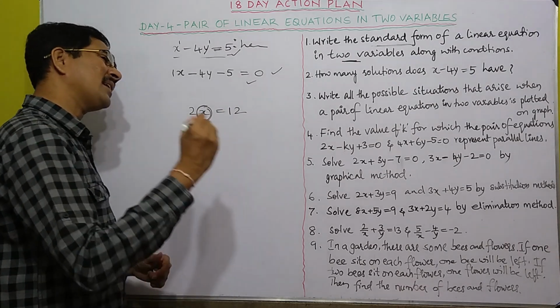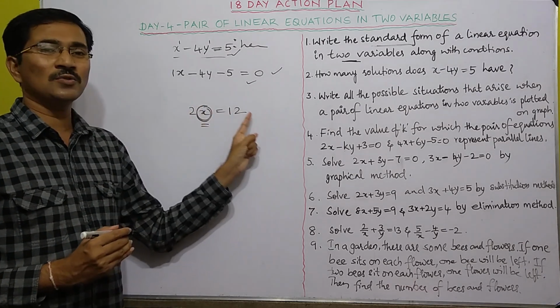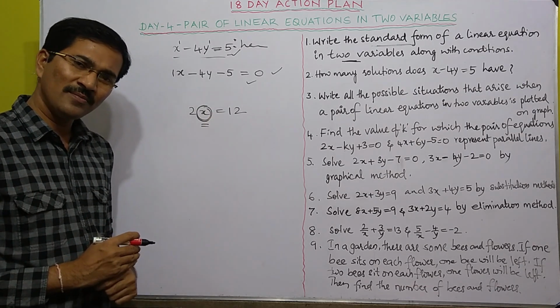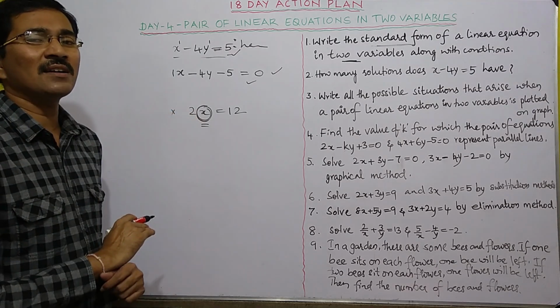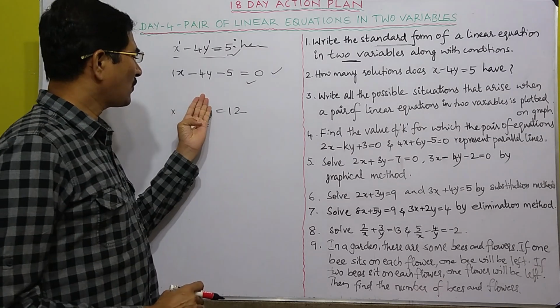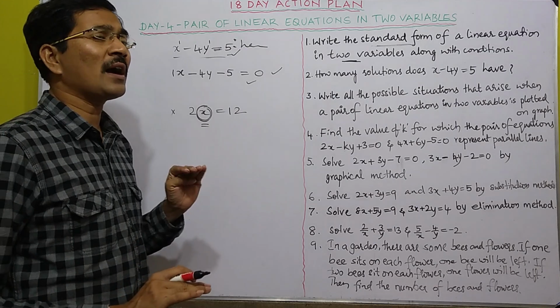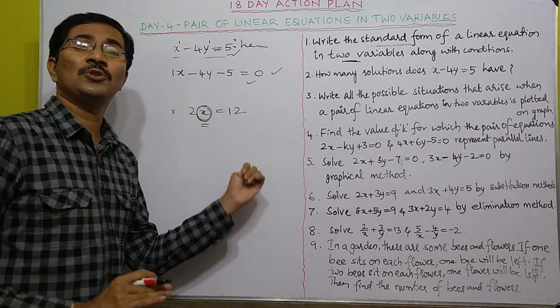So let us see, can every number and any number be a solution for this? Put 1 here, 2 into 1 is equal to 12. 2 ones are 2 is equal to 12. Does 2 become equal to 12? No. So 1 does not satisfy this. So 1 is not a solution to this equation. Let us take 2. 2 twos are 4 is equal to 12. Does 4 become equal to 12? No. So 2 also doesn't satisfy this equation. Therefore 2 is not a solution to this.